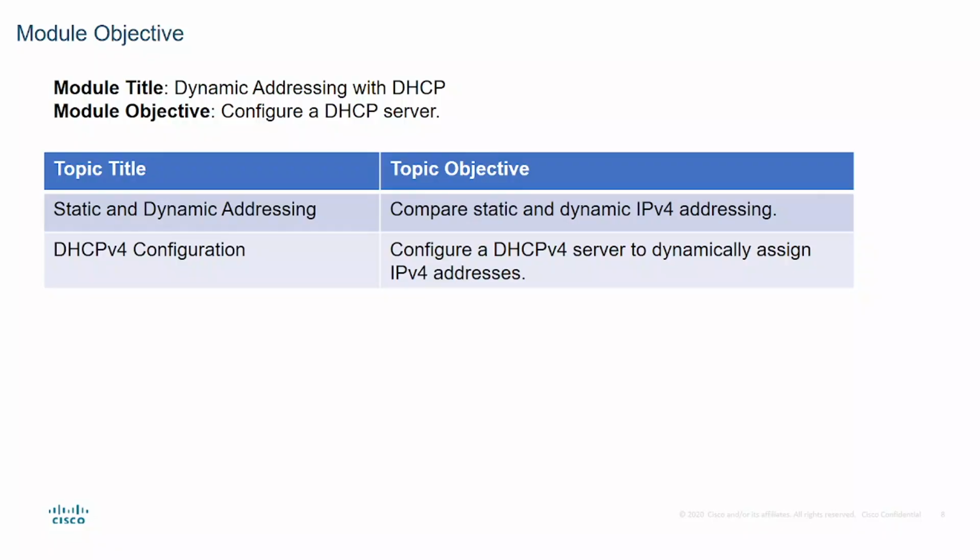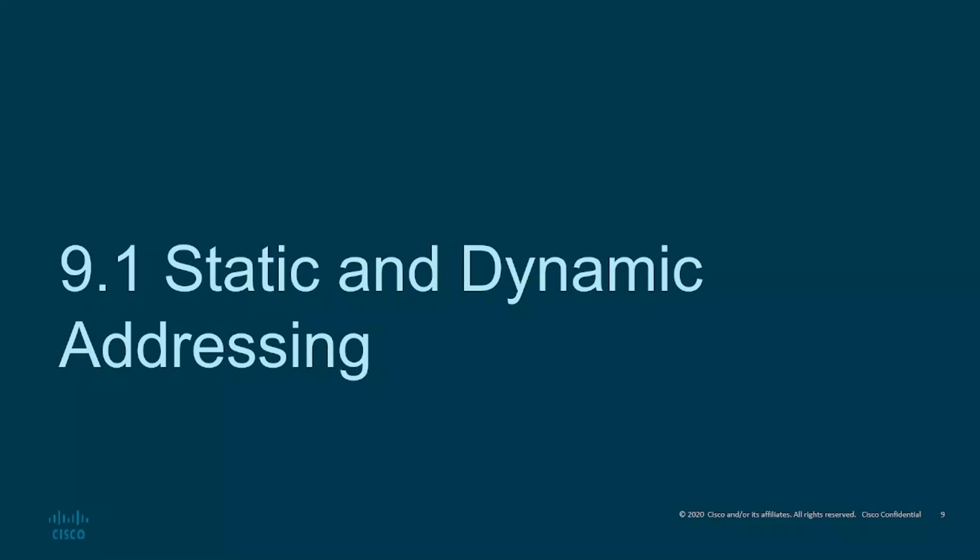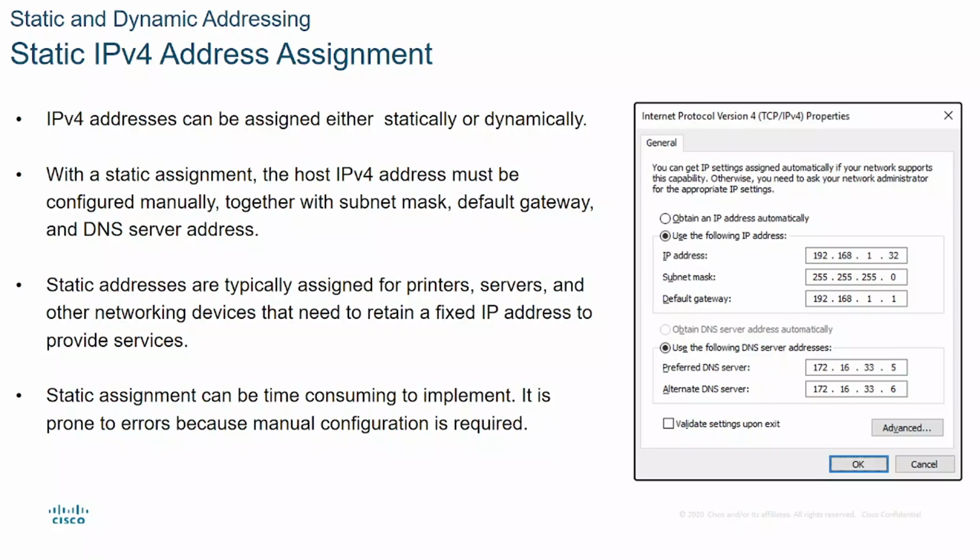So we look at static and dynamic addressing, and look at DHCPv4 configuration. So let's look at this. IPv4 addresses can be assigned either statically or dynamically. So when it's static, it means that you are assigning the IP addresses manually.